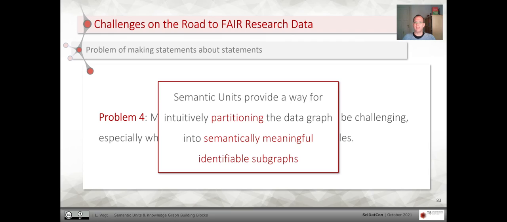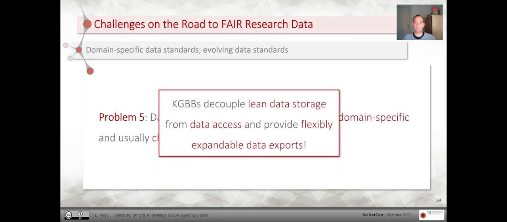Then the problem of making statements about statements. Semantic units provide a way for intuitively partitioning the data graph into semantically meaningful identifiable subgraphs. So this would be solved. And last but not least, the building blocks decouple lean data storage from data access and provide flexibly expandable data exports. So domain-specific data standards and evolving data standards can be dealt with as well.